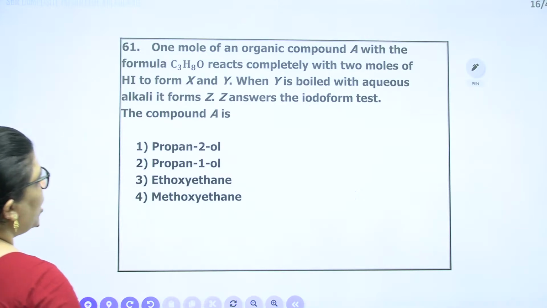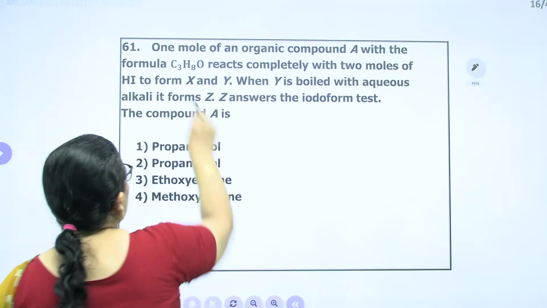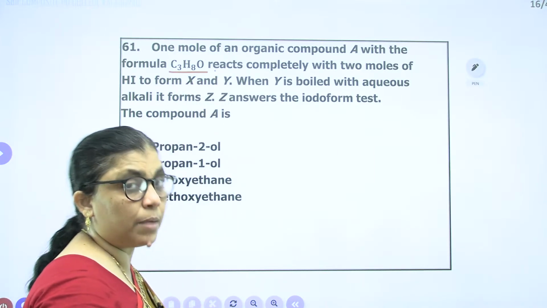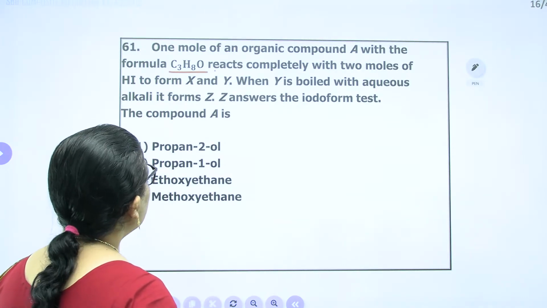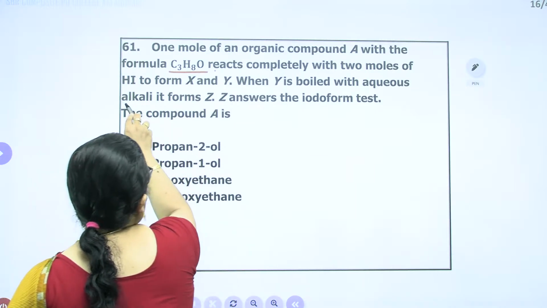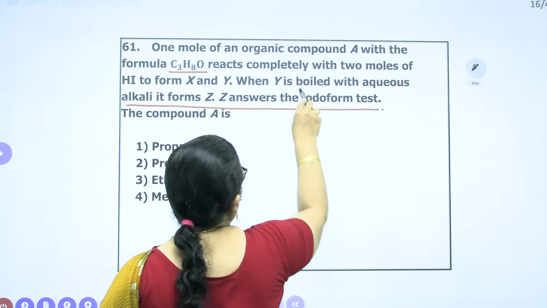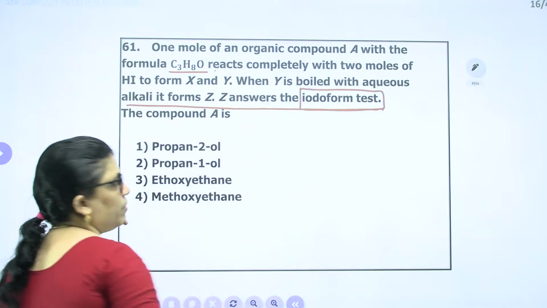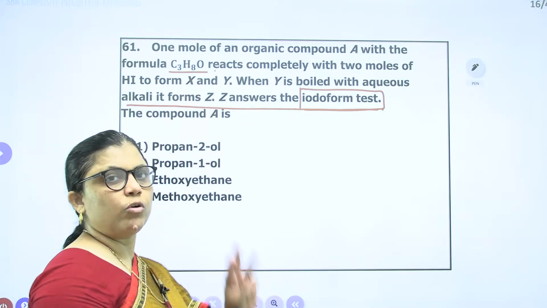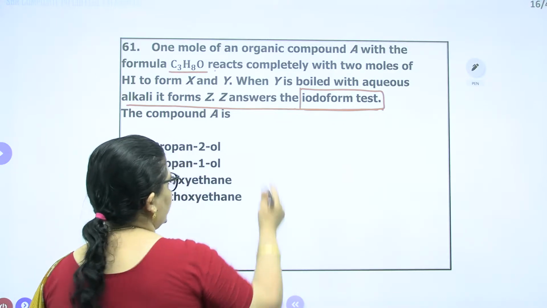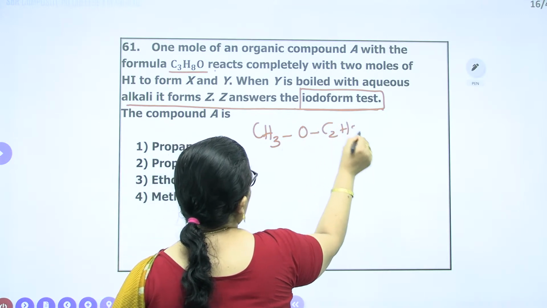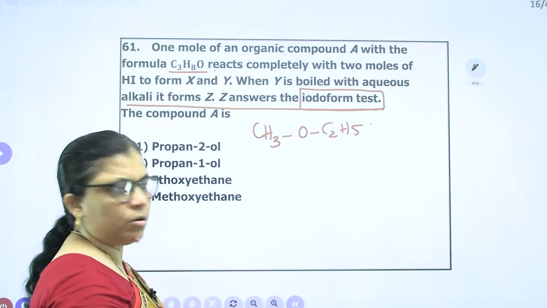Question number 61. One mole of an organic compound with formula C3H8O reacts completely with 2 moles of HI to give X and Y. When Y is boiled with alkali to form Z, Z will answer the iodoform test. This is most important. C3H8O means only 3 carbon atoms are there. It may be possible that one side gets 1 carbon atom and the other side 2 carbon atoms. Only one possibility.